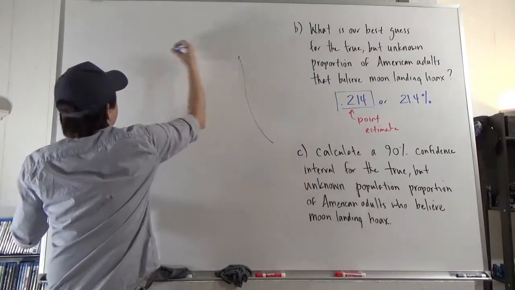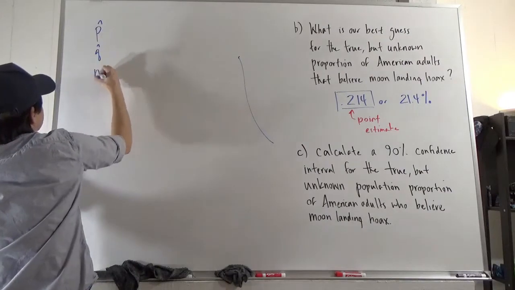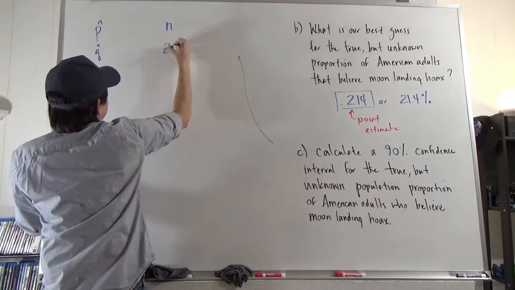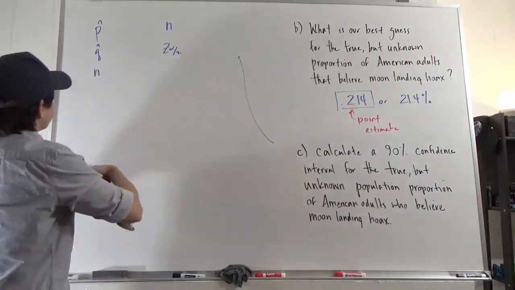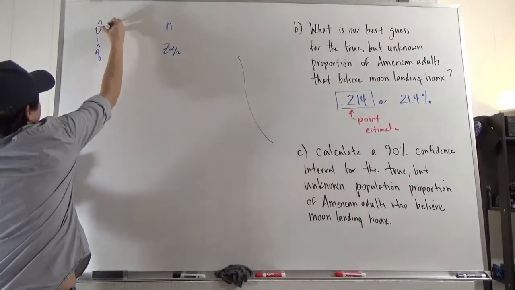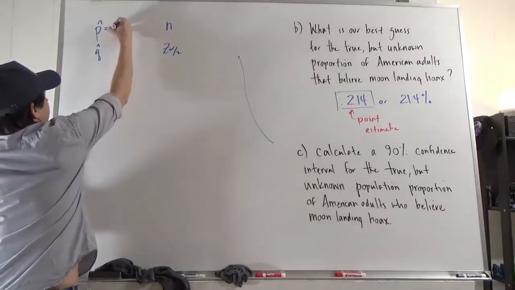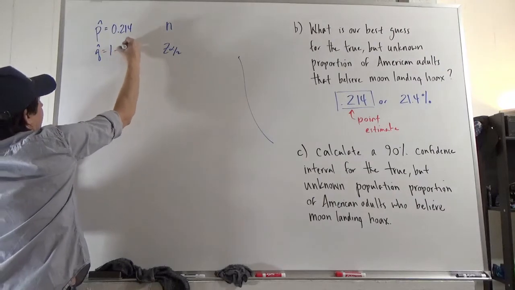So continuing this up here, I want to figure out p hat, I want to figure out q hat, I want to figure out n, no, I'm going to put n over here. And I want to get that z score, what's called the critical value. Okay, our p hat is our sample proportion, 0.214, we did it earlier. That's going to be used in our computations. Q is 1 minus that.